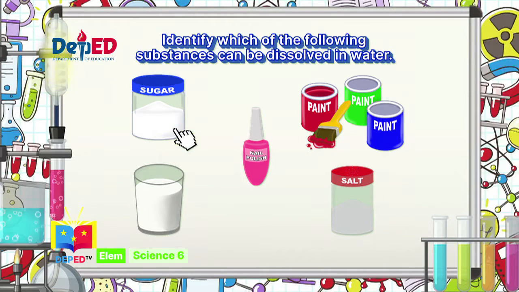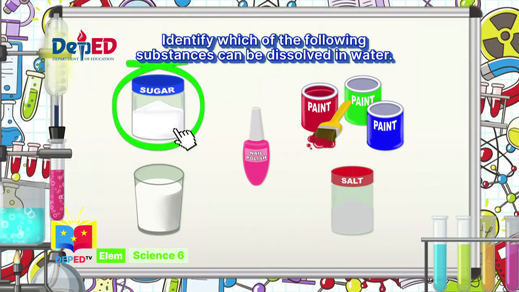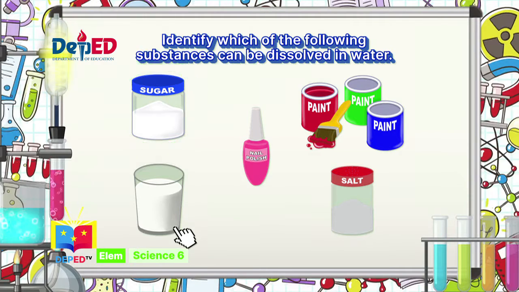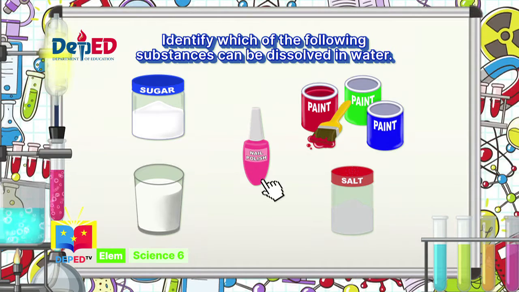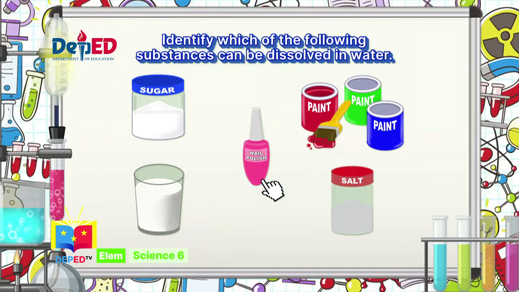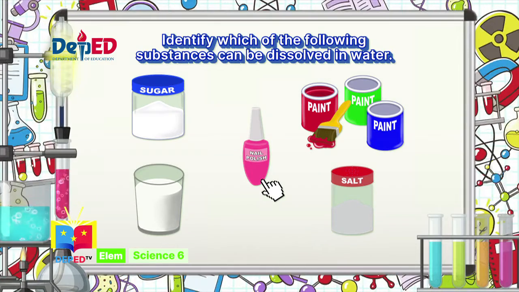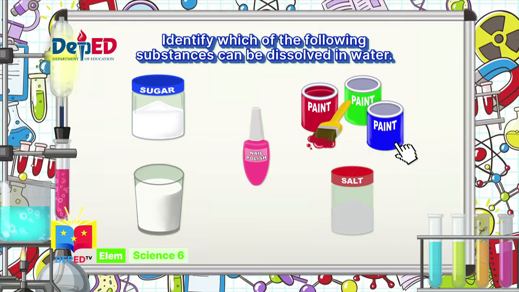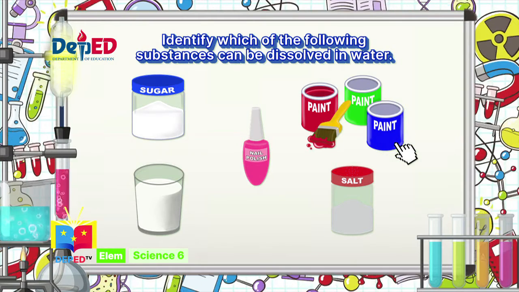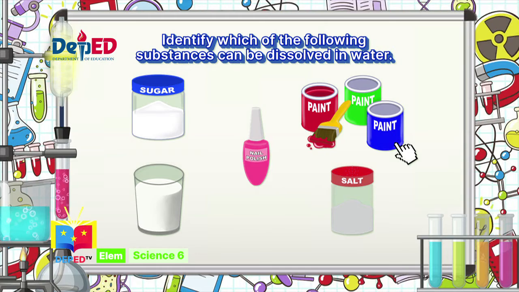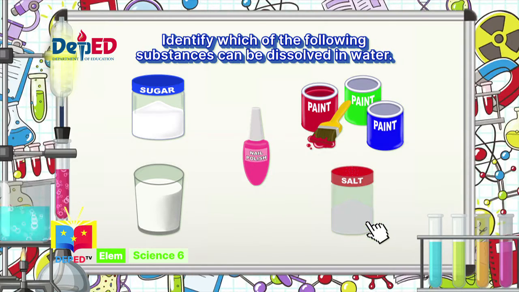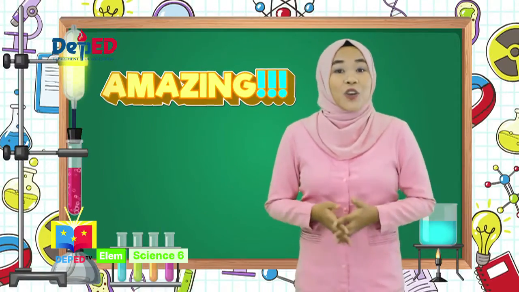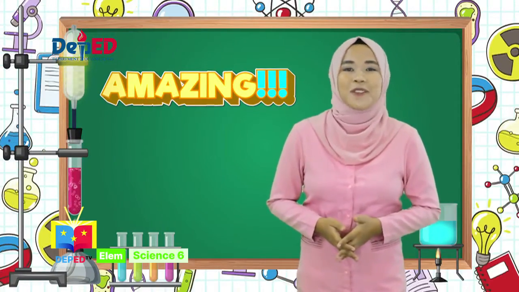Can we dissolve sugar in water? Great, we can. How about a glass of milk? No, we cannot dissolve it because it's already dissolved. Can water dissolve nail polish? No, correct. Can paint be dissolved in water? It cannot. Very good. Last illustration. Can water dissolve salt? Yes, it can. Amazing! You really understood our previous episode.